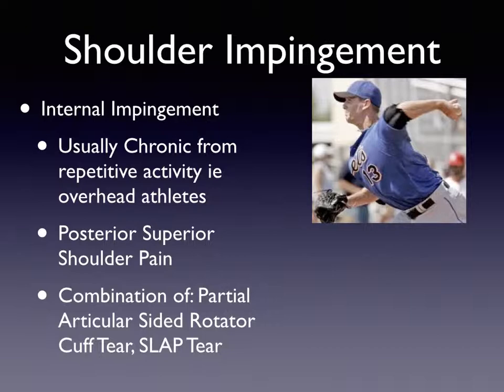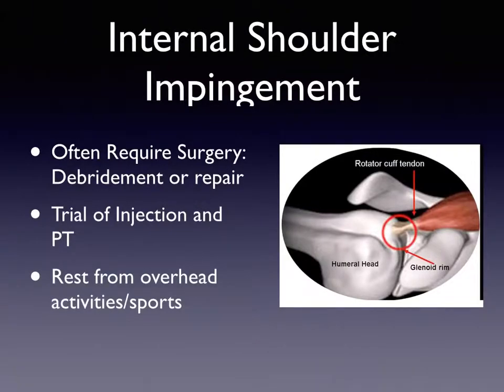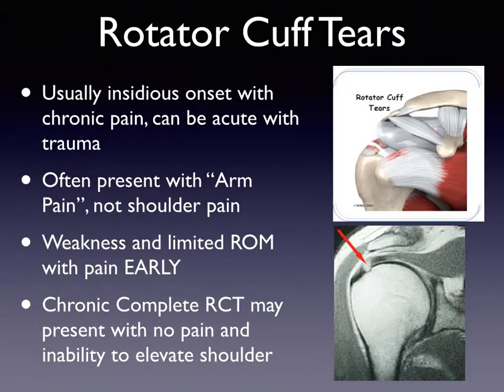Often patients will present with this posterior superior shoulder pain, meaning pain on the top and back aspect of the shoulder, and it can be a combination of rotator cuff tear or something else that we call a SLAP tear, and that stands for superior labral anterior to posterior tear. And that means that we actually have injury to the labrum from front to back. Well, internal impingement of the shoulder usually does require some surgery if it fails conservative measures. We certainly try injections, physical therapy, and we rest from overhead activities.